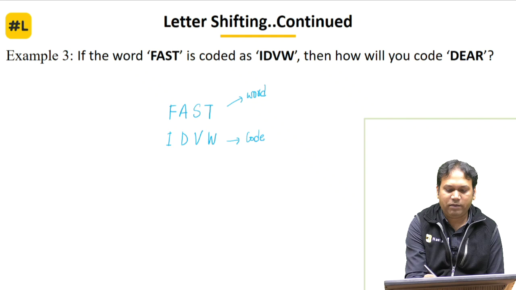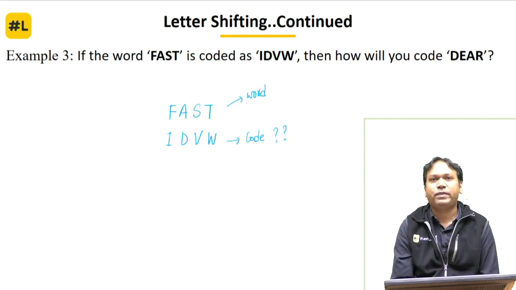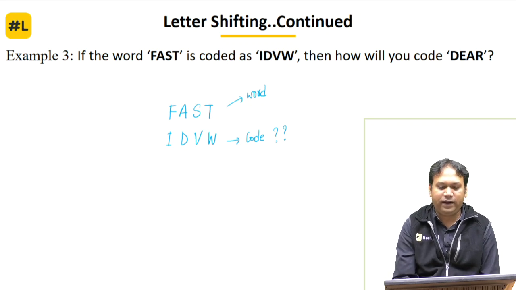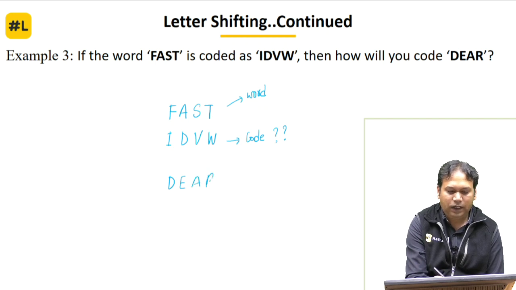What is the coding method? So that's the first thing, always understand what is the coding method. Find out the coding method, and then using that same coding method, convert the word dear into its code. What will be the code?